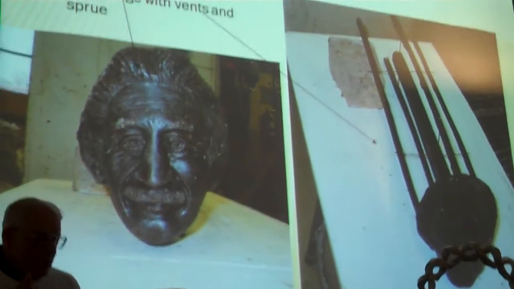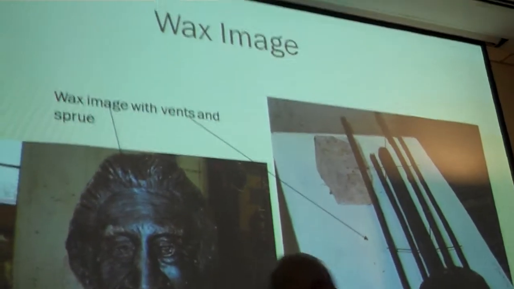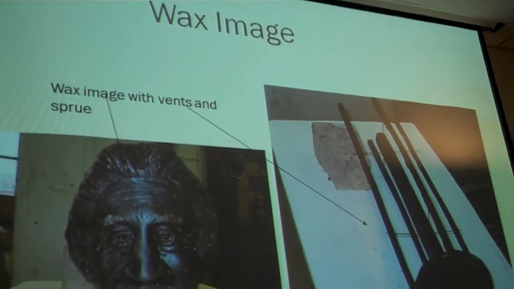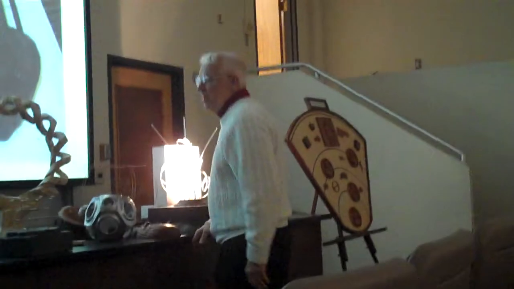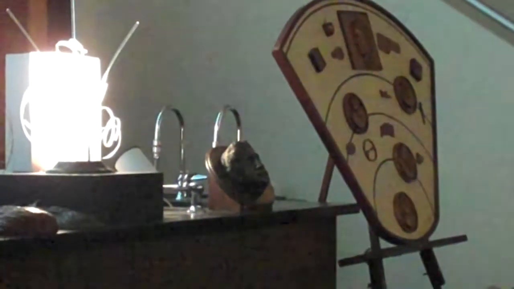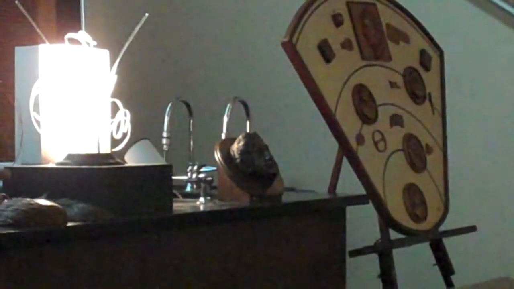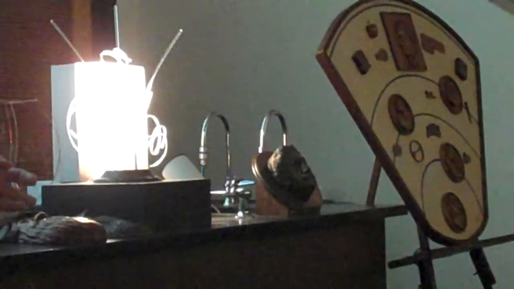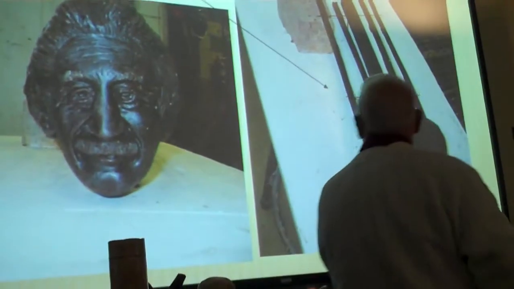So I told you I would say something about how we create these bronze things. So here's the bronze Einstein here, which is the picture up there. What you do is you make a rubber mold of the clay model. I started with the clay model. I made a rubber mold. Then you put wax in the mold. And that stuff over there is wax.